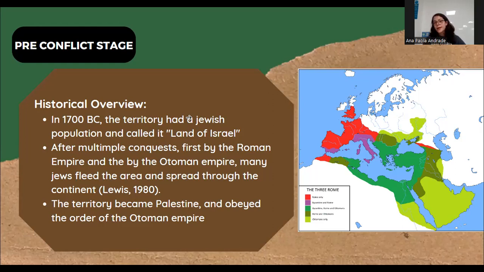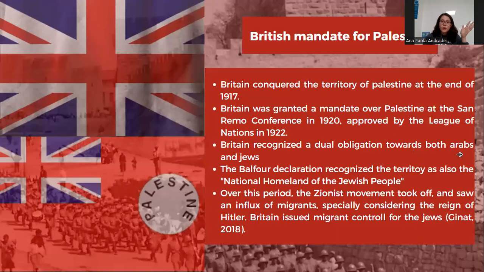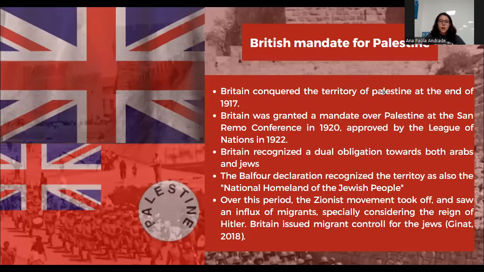And afterward, there came the conquest by the Ottoman Empire. While all this was going on, many Jews fled the area and spread throughout the continent. The territory became Palestine and obeyed the order of the Ottoman Empire. The territory stayed the same until the fall of the Ottoman Empire, and also the end of World War I, when Britain conquered Palestine at the end of 1917.